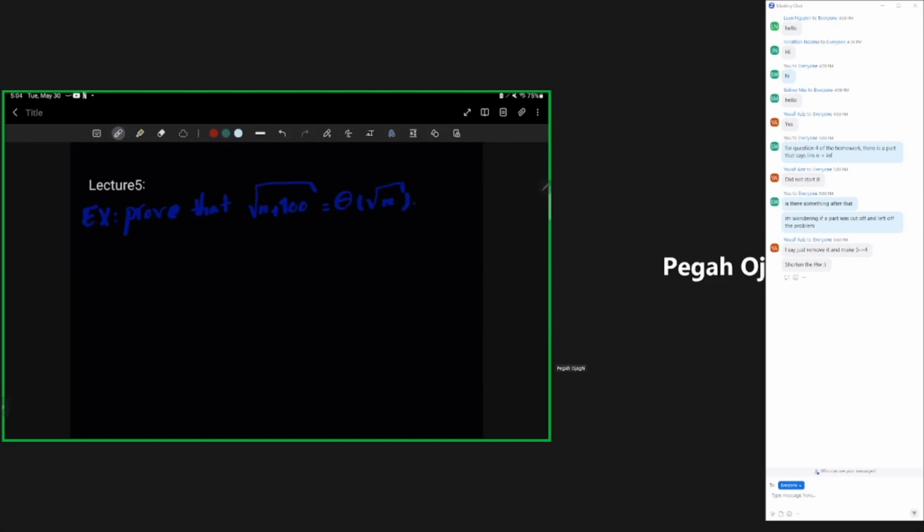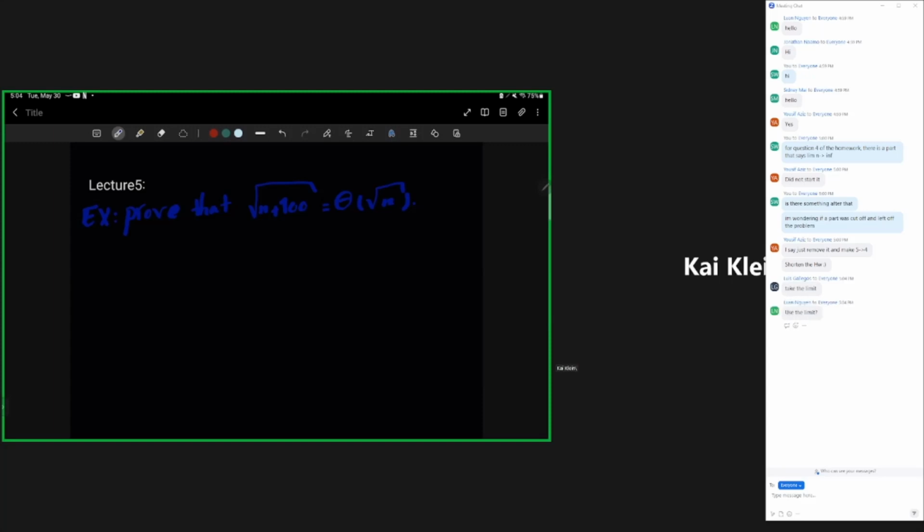Question about asymptotic notation. So here we have to prove that the square root of n plus 100 is big theta of square root of n. So does anybody have any idea how to solve this one? What is the approach? How do you solve this kind of question?